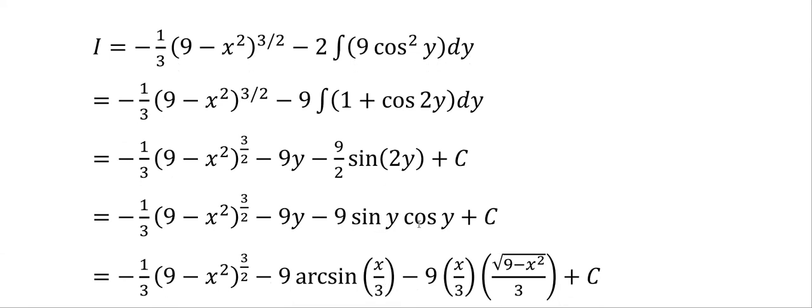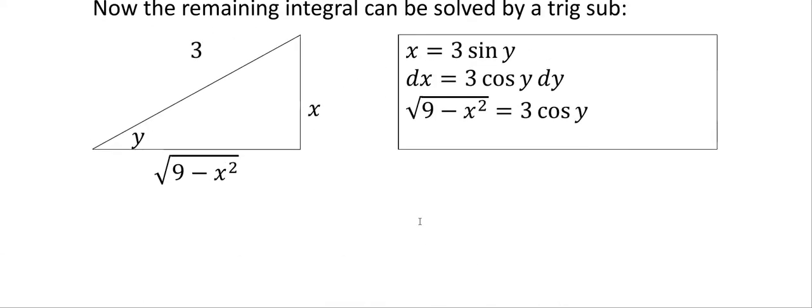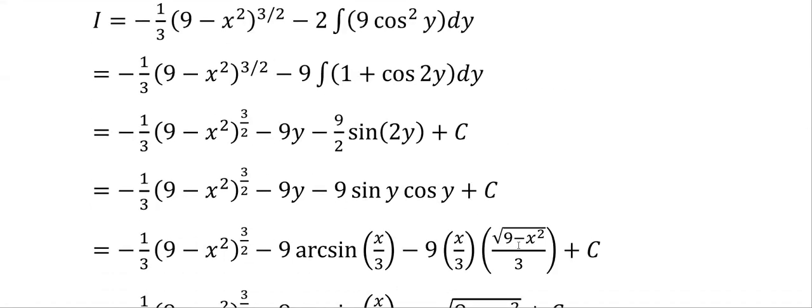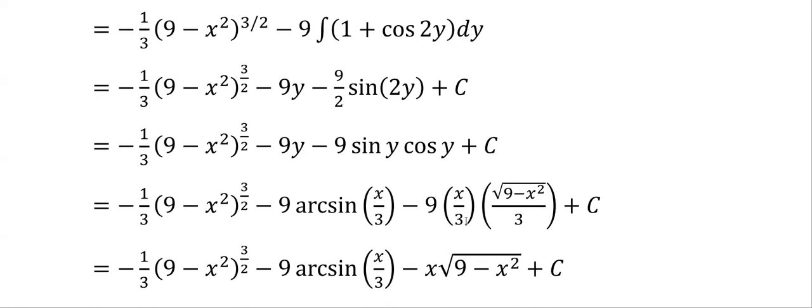And then we need sine y and cosine y. So sine y is just x over 3, cosine y is just the square root term over 3. That's what happened right here. And then just some further simplification because you can cancel this 9 and these 2 3s. So that's what I did, and that's my final answer.